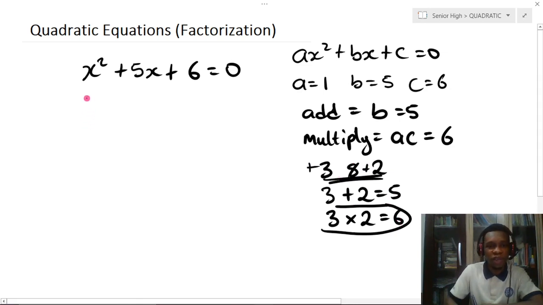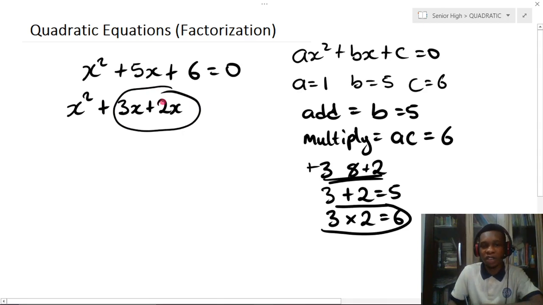So I come back here to my equation and I write what? X squared plus, now I present this 5x as plus 3x plus 2x. That's what you do. You present the value in your b part, and then plus 6 is equal to 0.